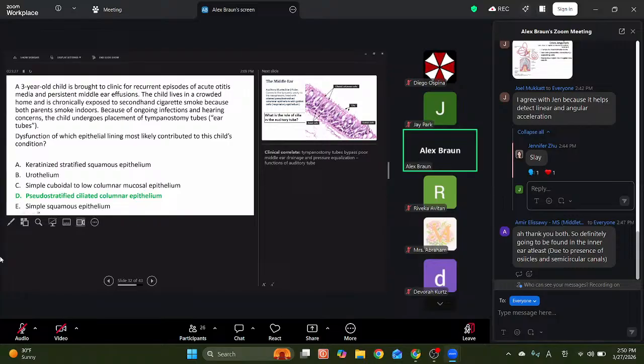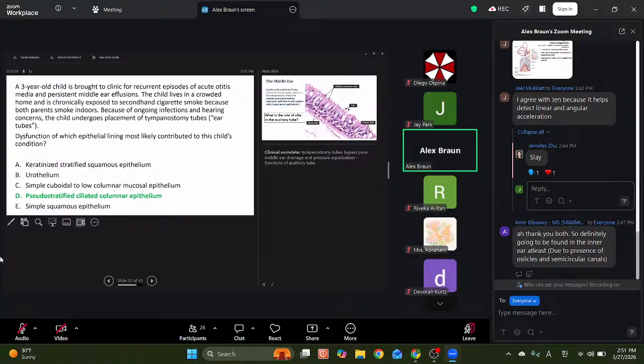The child lives in a crowded home and is chronically exposed to secondhand cigarette smoke because both parents smoke indoors. Well, when both parents smoke, I know smoking affects ciliary activity. There are not cilia in the middle ear per se, but they are present in the respiratory epithelium of the auditory tube, and the auditory tube is responsible for sweeping fluid that may be occurring in the ear or in the auditory tube from that region towards the nasopharynx.